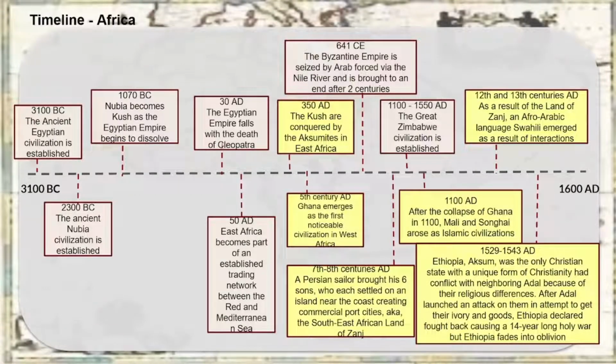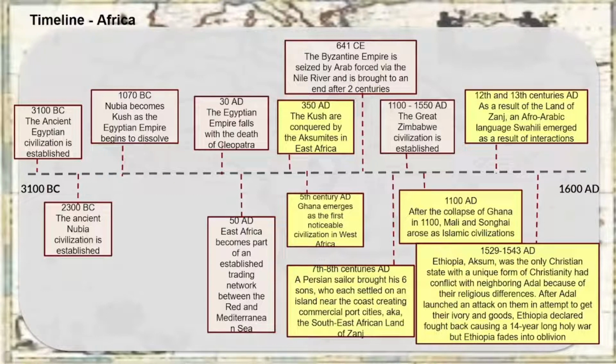So in 30 AD, the Egyptian Empire does fall with the death of Cleopatra, because not only are they losing power, but after her death, they just weren't able to recover. Then in 50 AD, Africa is really put on the map as major traders because East Africa becomes part of the established trading network between the Red Sea and the Mediterranean, and that is mostly East Africa at that time.